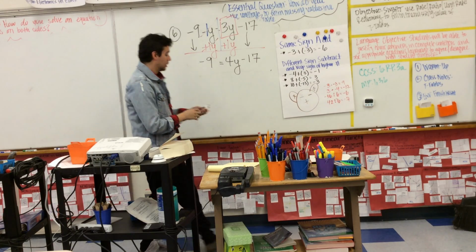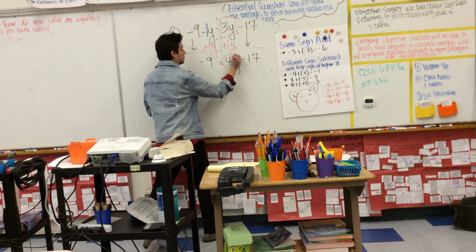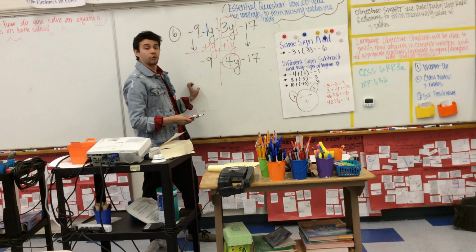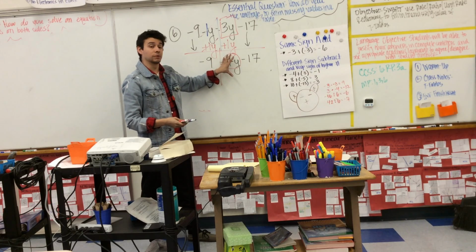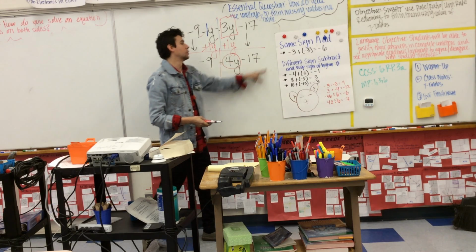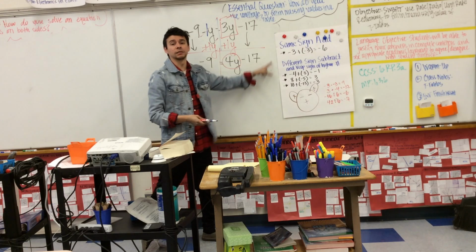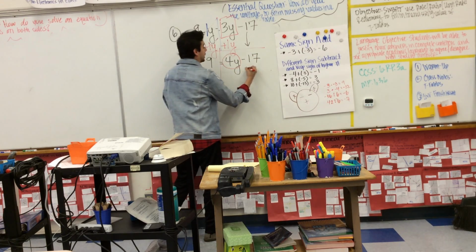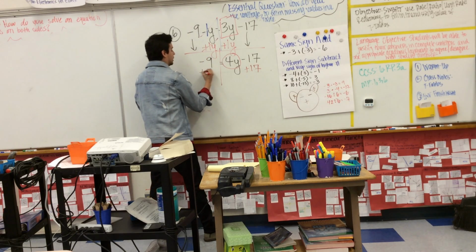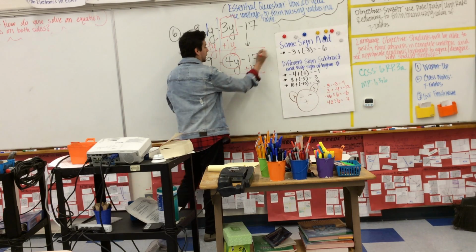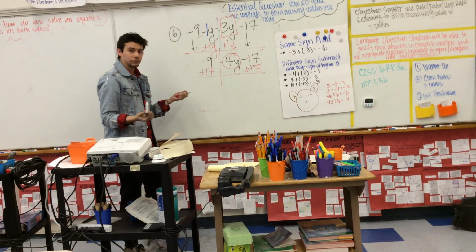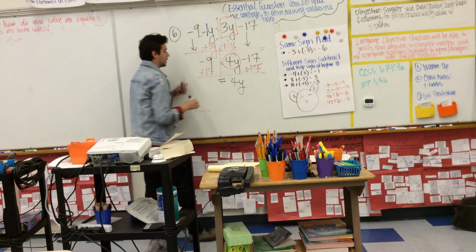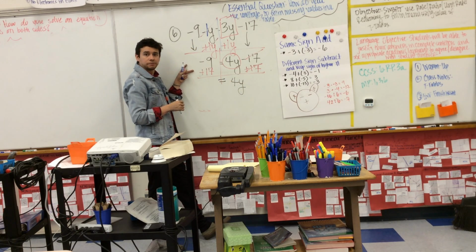See, this is easy now. Bubble. Boom. Barrier. Focus on the side where the variable is. Right here. Boom. Boom. Boom. Who's not inside the bubble? -17. So we're going to do inverse operation. +17. +17. Cancel. Cancel. So then we have 4y equals, same sign or different signs?